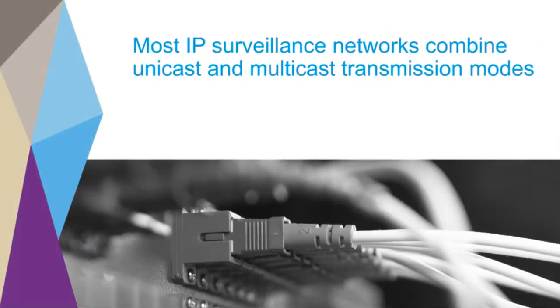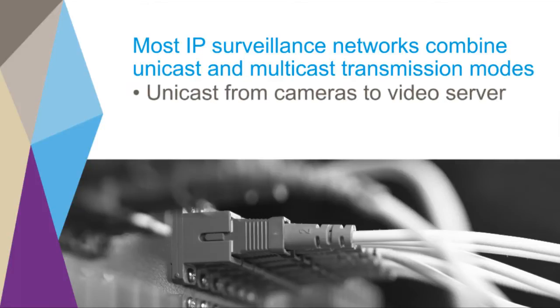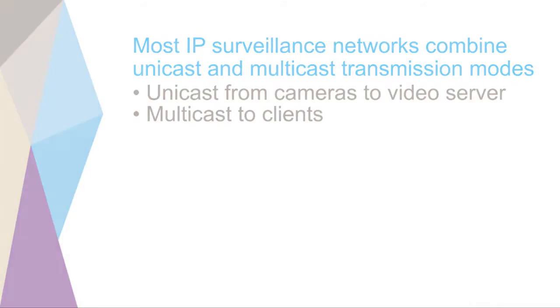There are two basic transmission modes, unicast and multicast. Most cameras can be set to transmit in either mode. Most IP surveillance networks combine these two modes, using unicast to transmit from the cameras to the video server, and multicast to transmit to the clients.